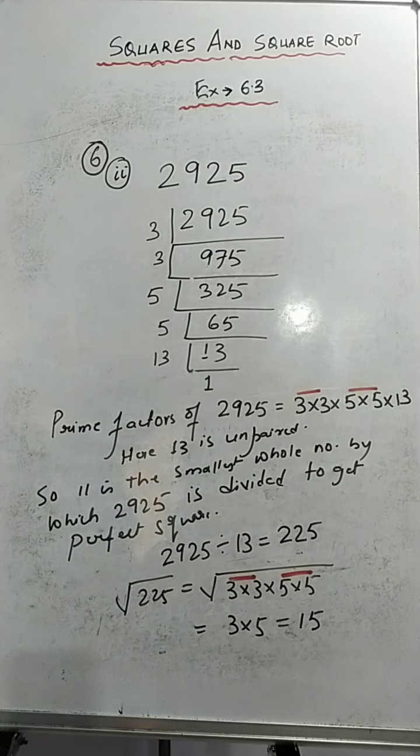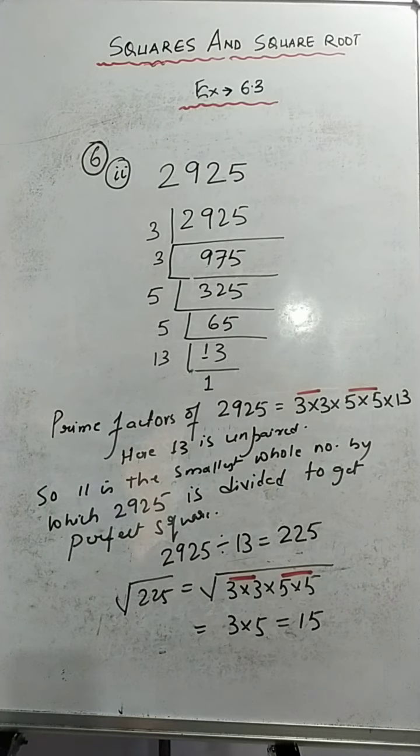Third number is 396. So let's do the prime factorization. 396 is divisible by 2. So 396 when divided by 2, we'll get the answer as 198. 198 is again divisible by 2, we'll get 99. 99 is divisible by 3, we'll get answer as 33. Then 3 11s are 33. Fine. So the prime factors of 396 is equal to 2 into 2 into 3 into 3 into 11.